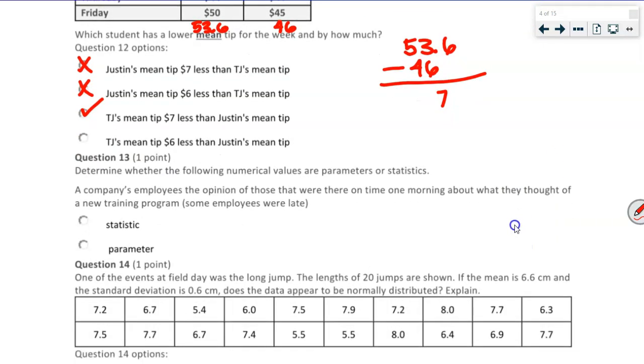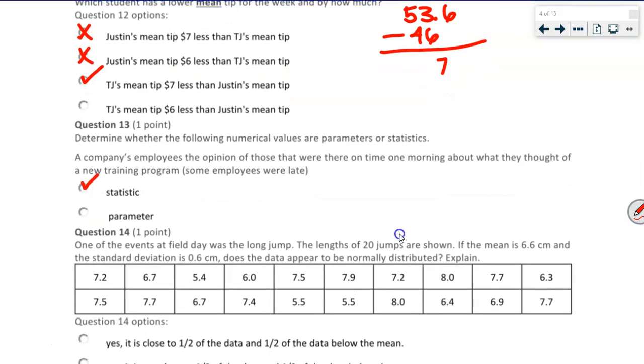So 13 says, determine whether the following numerical values are parameters or statistics. So with this, you got to know the definition of parameter and statistics. A parameter is for a population. A statistic is for a part of the population, okay? So a company surveys the employees and wants the opinion of those who were on time one morning about what they thought of a new training program. Some employees were late. So is this going to be a statistic or parameter, y'all? Yes, it's going to be a statistic because it was not everybody, okay? It was not the whole population.